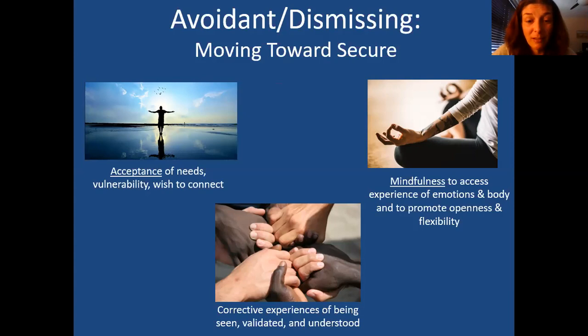Getting involved with healthy people who are able to model secure attachment and who can maybe give you corrective experiences of being seen, validated, and understood. So maybe you've never gotten that much from your caregivers and you're not even sure if it's possible, but maybe there's people who will do that for you and you could learn to take that in. It could even be a therapist, it could be a friend, it could be a partner, okay?